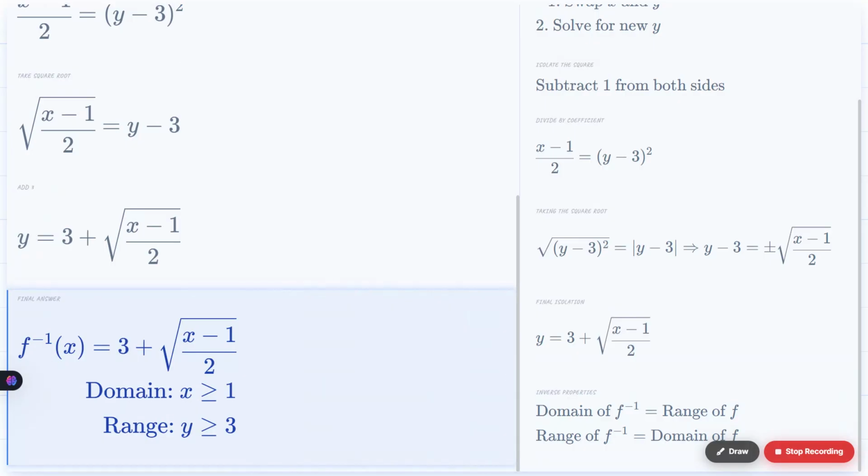We write the final answer as f inverse of x equals 3 plus the square root of the quantity x minus 1 divided by 2. We do this to show our completed work. The domain is x greater than or equal to 1 and the range is y greater than or equal to 3.